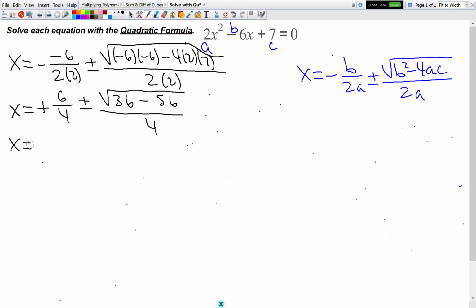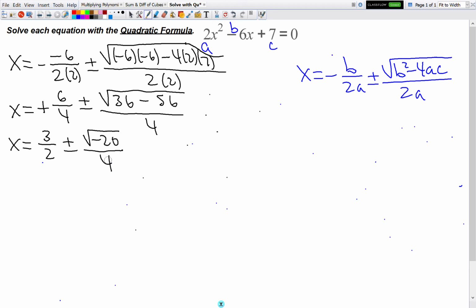So now I can finally simplify 6 over 4. So what do they commonly divide by? Did you figure it out? 2. Well, I hope you said 2. So if I divide by 2 on top and bottom, I get 3 over 2. Okay. Then plus or minus, and up top I get negative 20, and on the bottom I get 4.